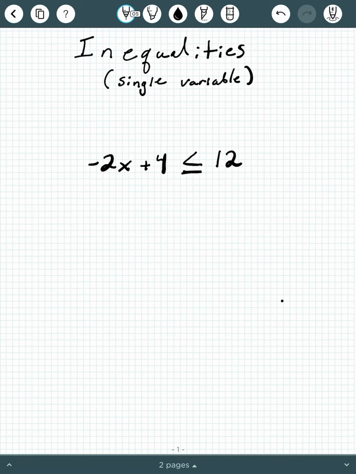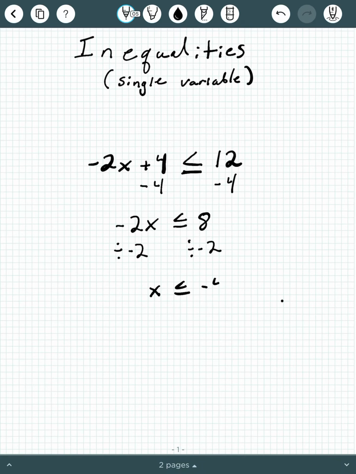To do that, we just use regular inverse operations. So we'll subtract 4 first, and we'll see that negative 2x is less than or equal to 8, and then we'll divide by negative 2 on each side. If we just bring everything straight down, it would look something like that, and you'd say, okay, x is less than or equal to negative 4. I'm done. Same thing, we're going to put that on a number line.